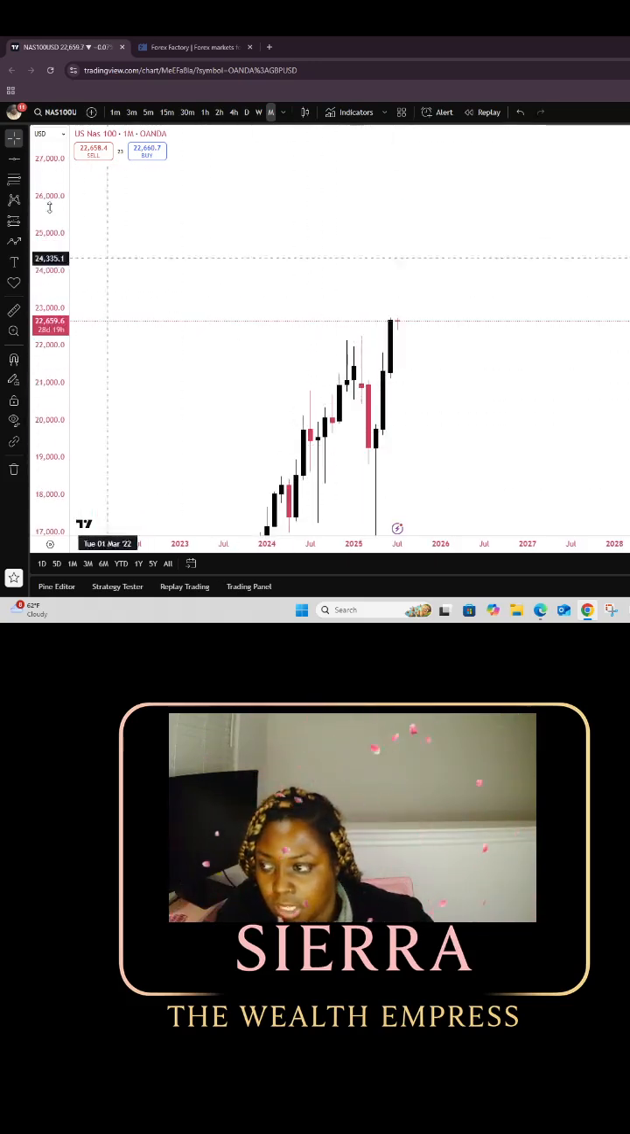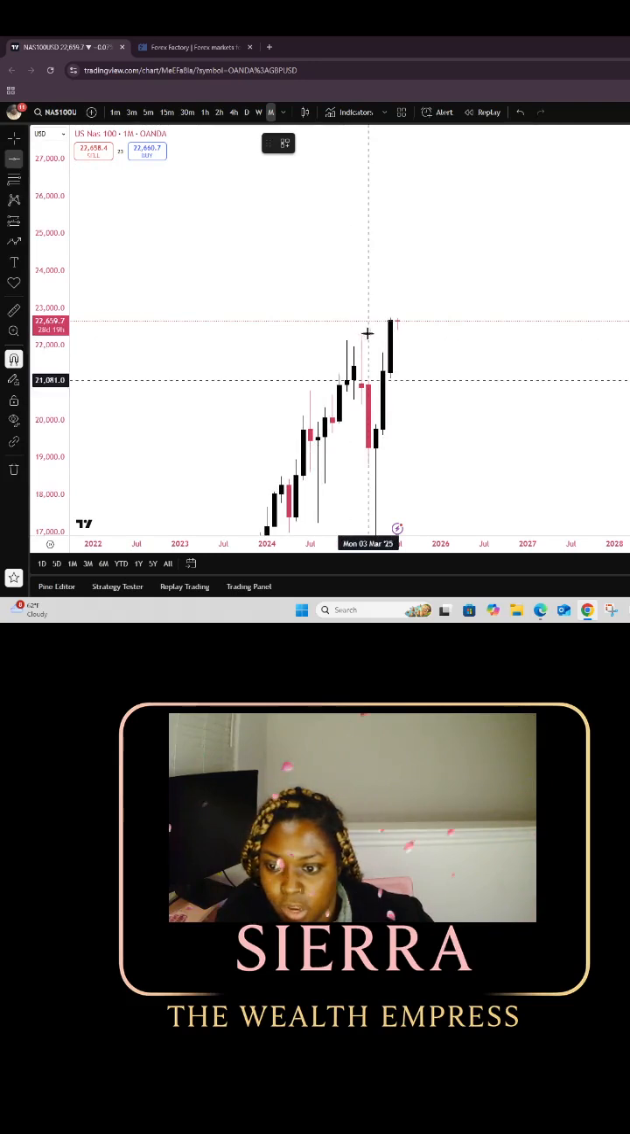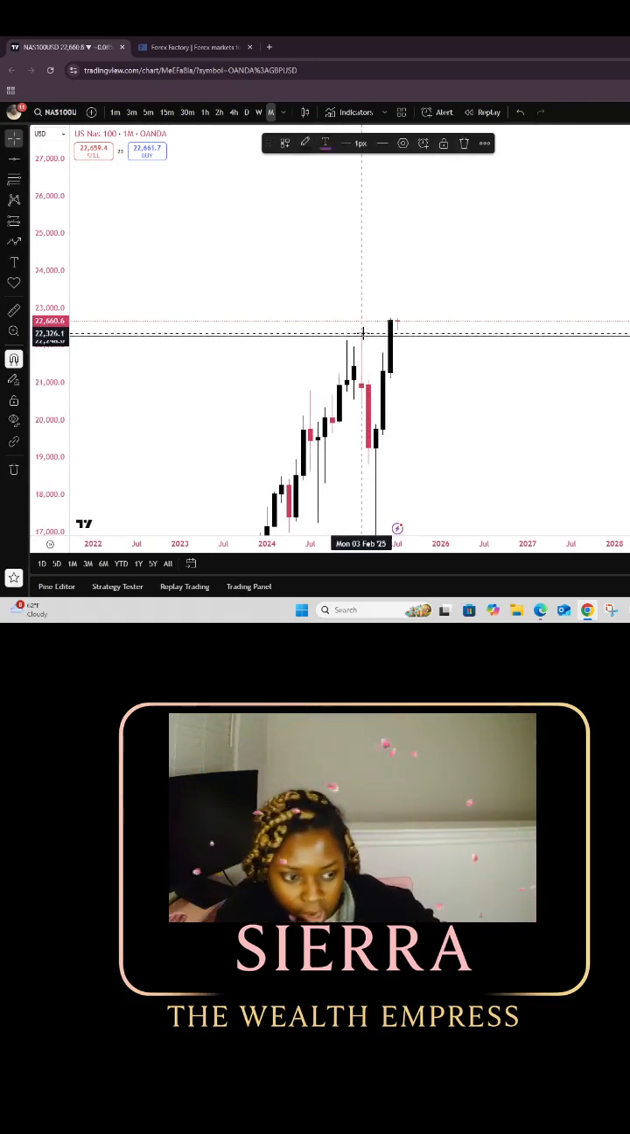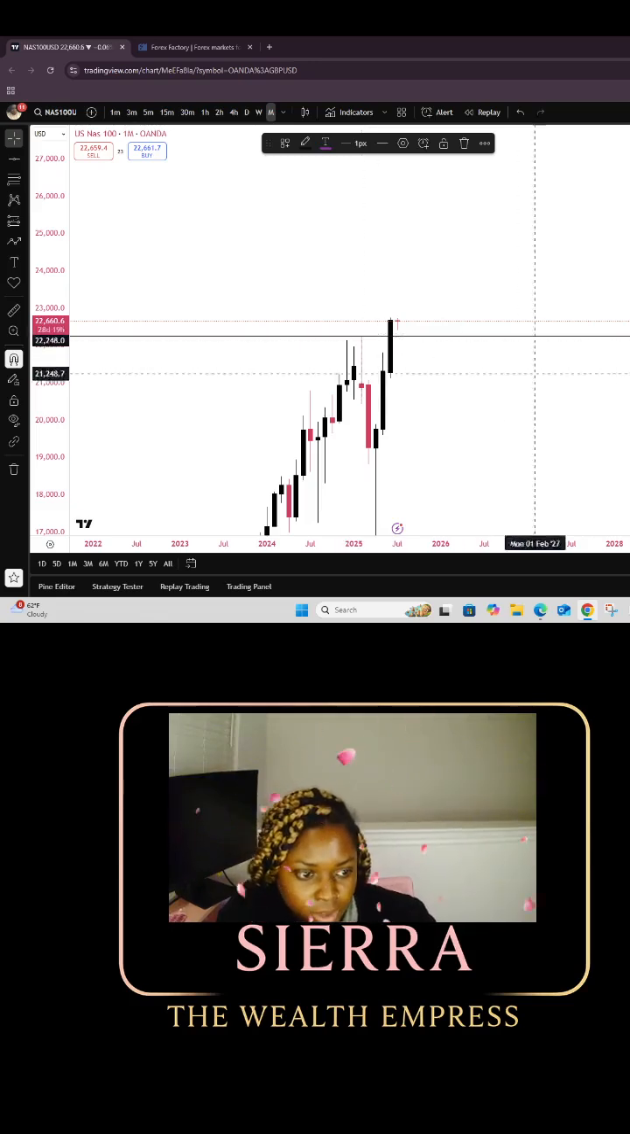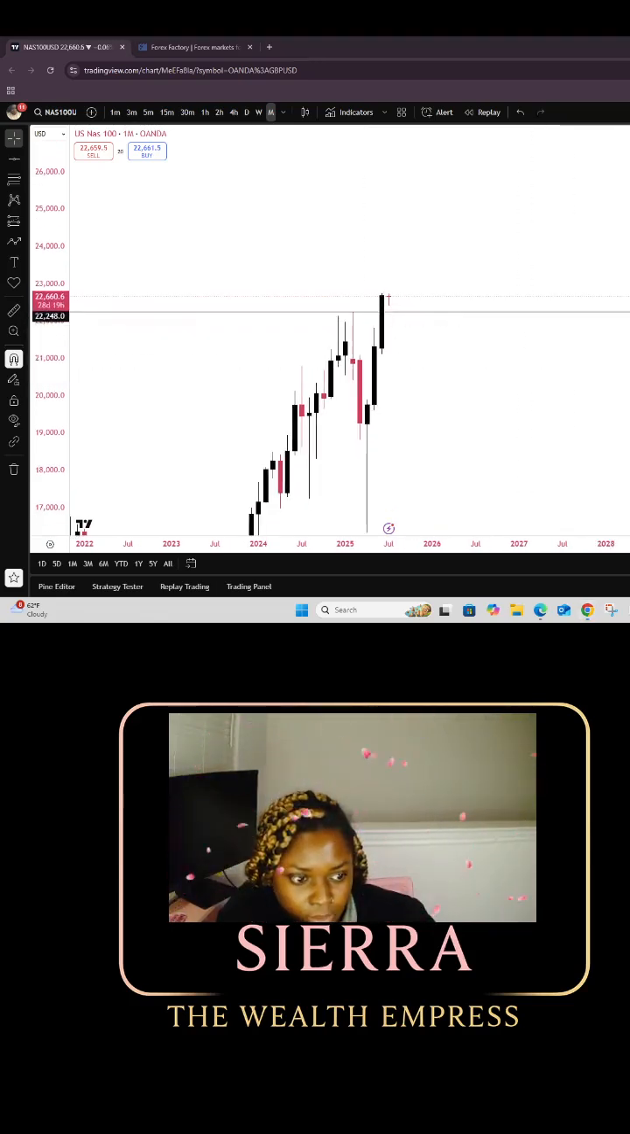Nas has already ran all-time highs. Nice. So we know that SPX for sure is going to come up and run all-time highs. Okay. Can I show the fair value gap on gold?